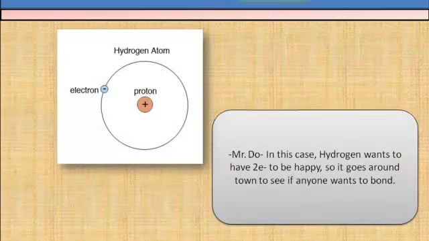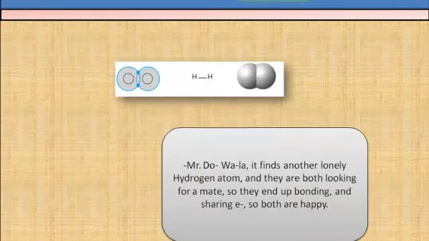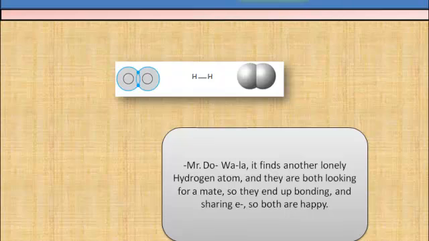In this case, hydrogen wants to have 2 electrons to be happy, so it goes around town to see if anyone wants to bond. Voila! It finds another lonely hydrogen atom, and they are both looking for a mate, so they end up bonding and sharing electrons, so both are happy.